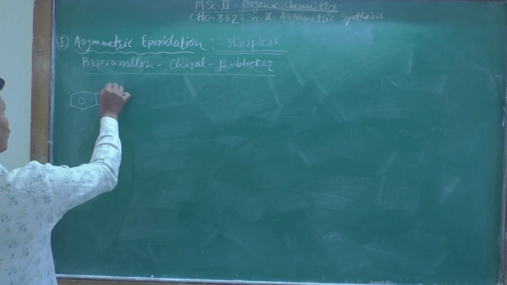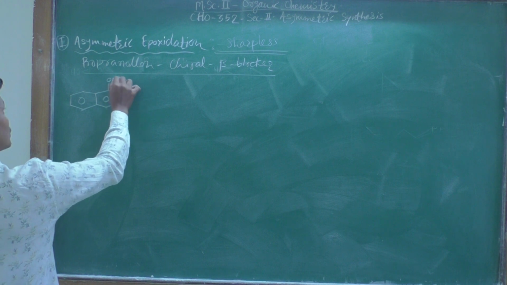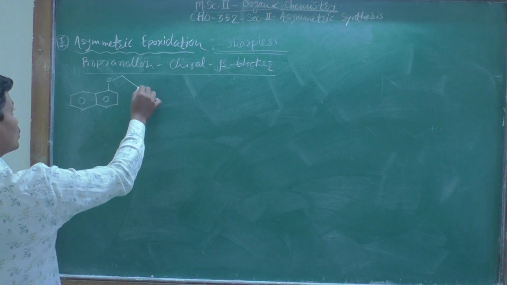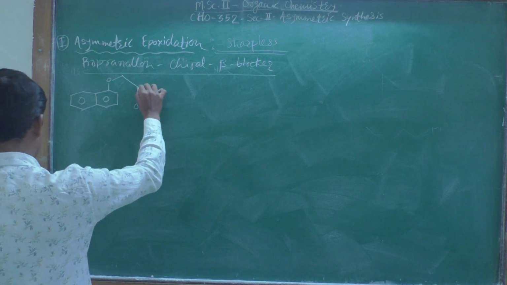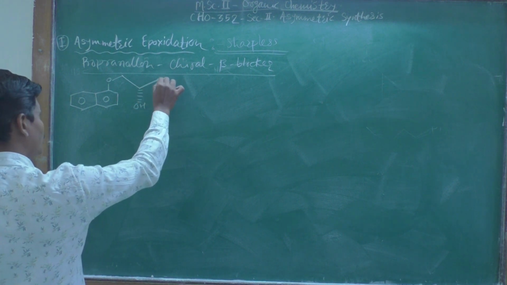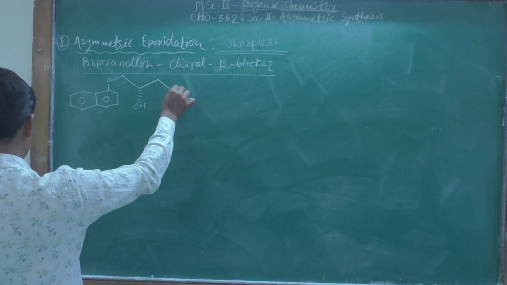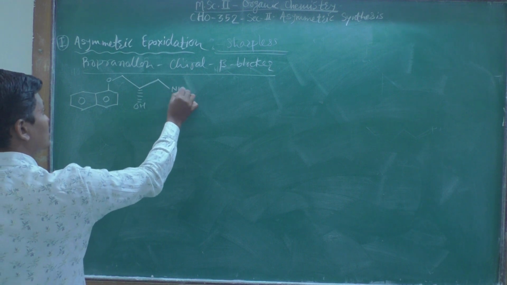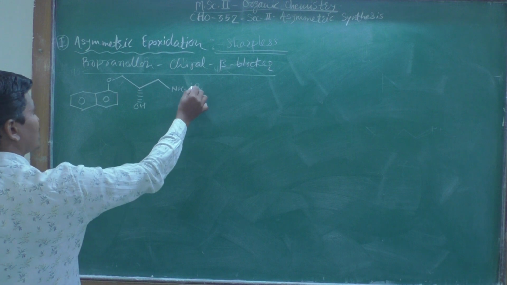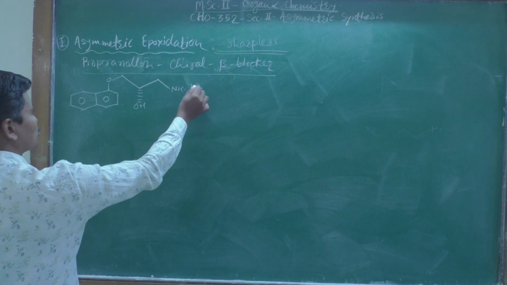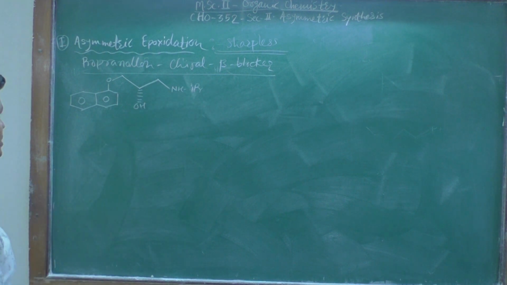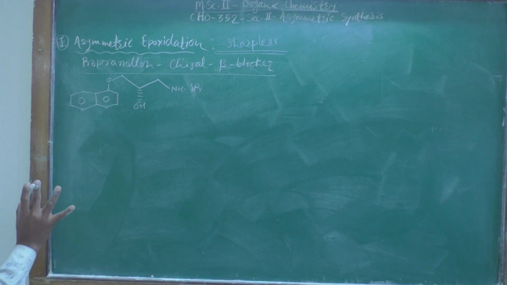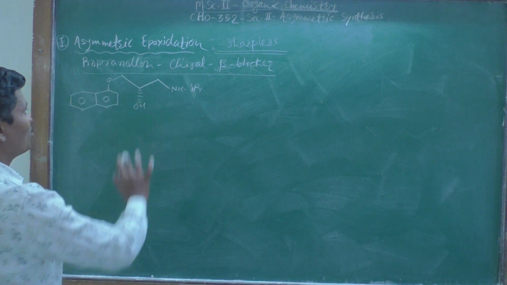Okay, so O CH2, hydroxy group, then CH2 NH iPr. So this is, isopropyl group is attached to this nitrogen atom. Okay, so this is the final molecule that we have to synthesize. Okay, this is the propranolol molecule.